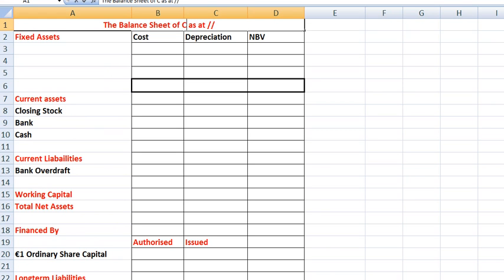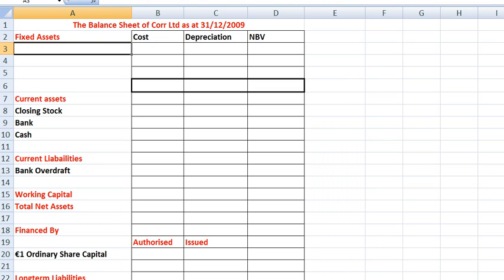So we're going to go through the balance sheet now, and again the easiest marks here are the title. The balance sheet of Core Limited, as at, or some people write on, because as I said before, it's a snapshot on a particular day, and it changes from day to day. The trading profit and loss account was for a year ended. We were finding the profit for a period of time. The balance sheet is done on a particular day.